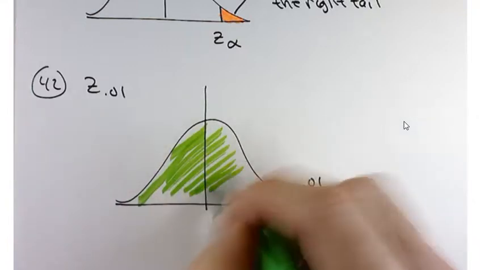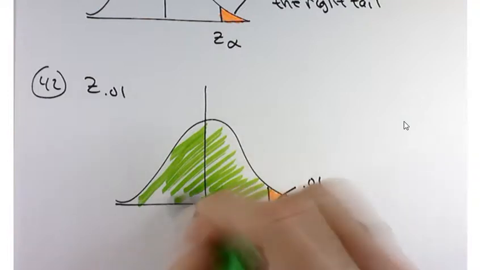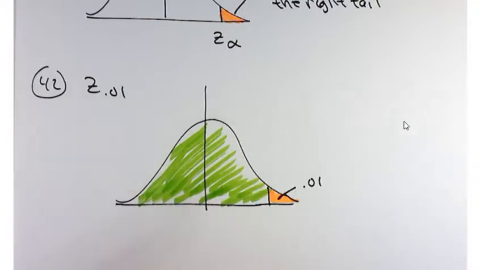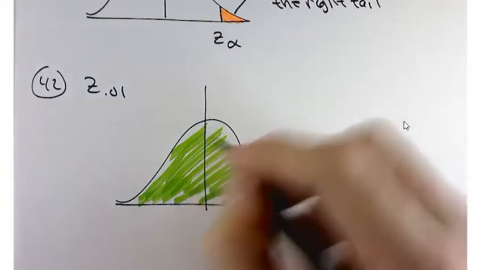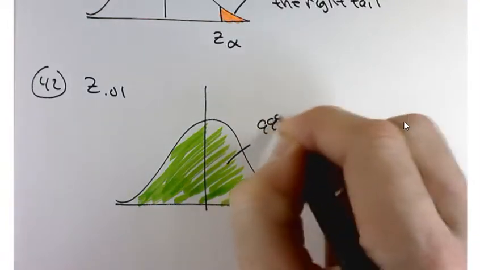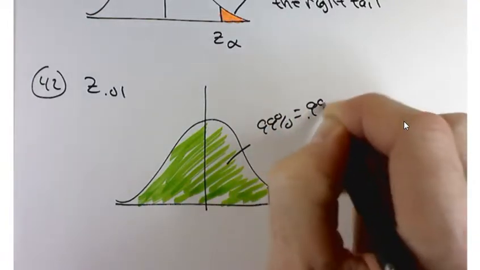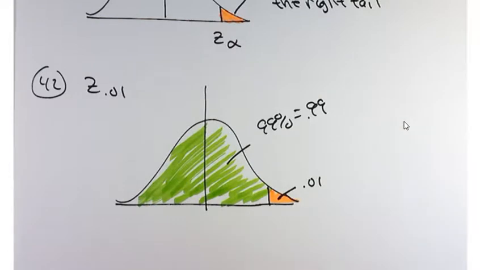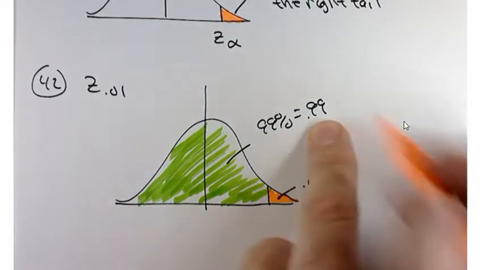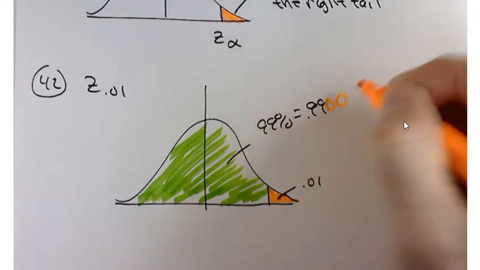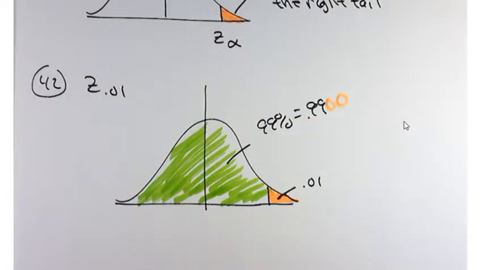So how much is in this green region? 99. So 99%, or 0.99. And then, because this is a nice even number, I'll round it out to 4 digits by putting in the 0.990. So that's the area that we're trying to find in the left tail.